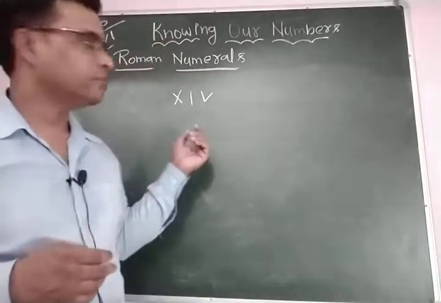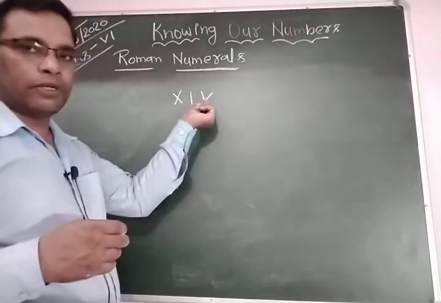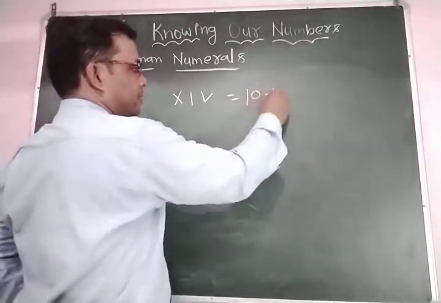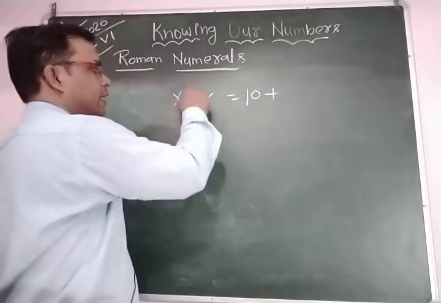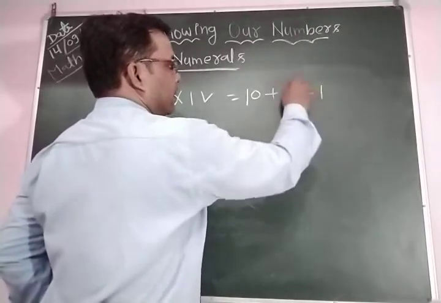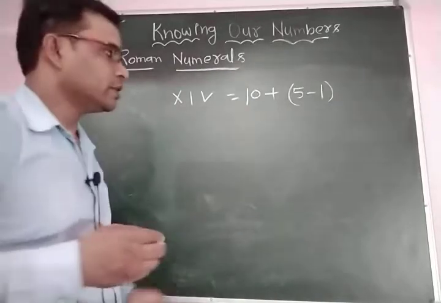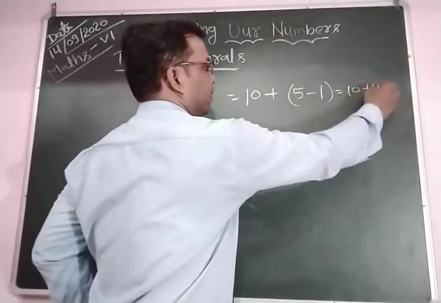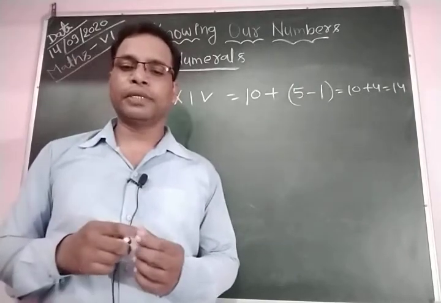Okay, so the symbol of smaller value is this I, and after this comes the symbol of greater value. So you can write this: X is 10 plus, and this is V, which is 5. So the value of symbol I is subtracted from the value of symbol V, because V comes after I. Okay, so I hope all of you understood this question, and we can write it: 10 plus 4 is equal to 14. Now we are going to take another example.